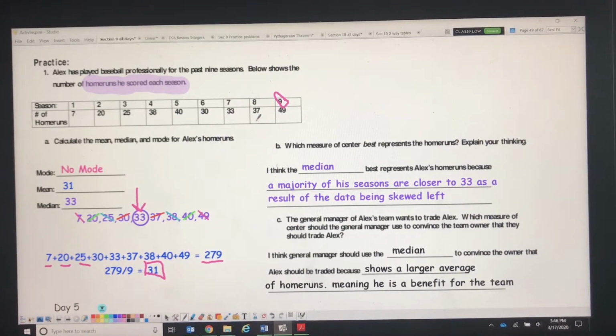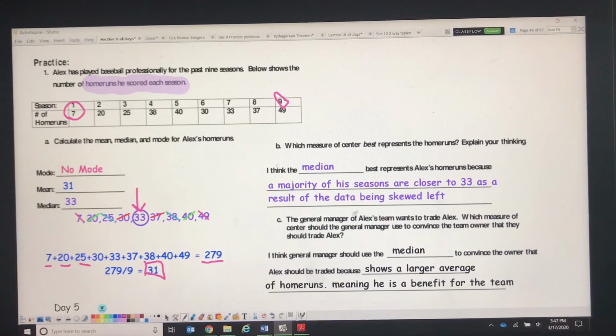That's how I know I'm taking one from each end until I arrive at the middle point. And since there was an odd number of seasons, there is one middle number. My median is 33. Our problem then asks us which measure best represents the home runs. If you recall from our previous lesson, we would use the median because the data is skewed. We have an outlier of 7 as compared to all our other numbers.